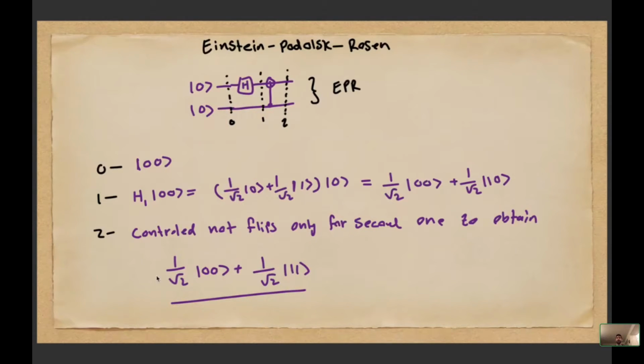So again, starting with just two zeros, normal classical zeros, applying just two very simple quantum gates, you can end up with this maximally entangled EPR state that's very useful. Just to show you that these things are actually very simple to compute.